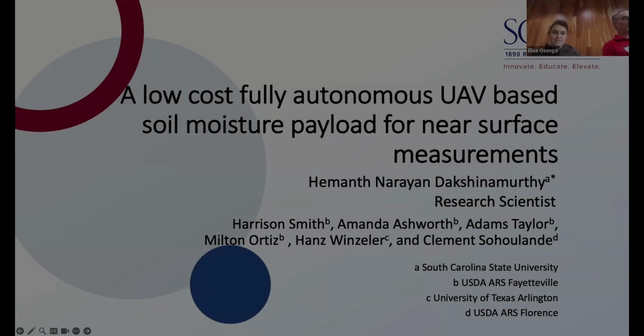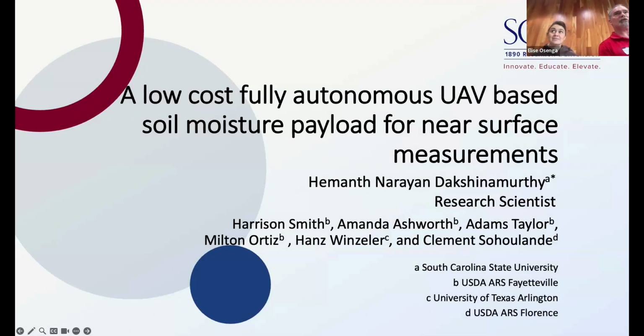Hemanth Dakshinamurthy. I'm sorry, I messed that name up. Okay, I'll let you say your name. Sorry about that. He's going to be talking about low-cost, fully automated, autonomous UAV-based soil moisture payload for near-surface measurements. Let you take over. And when you click on this arrow or that arrow to go back or forward, these are small board. They do not work. Okay. I don't know why.